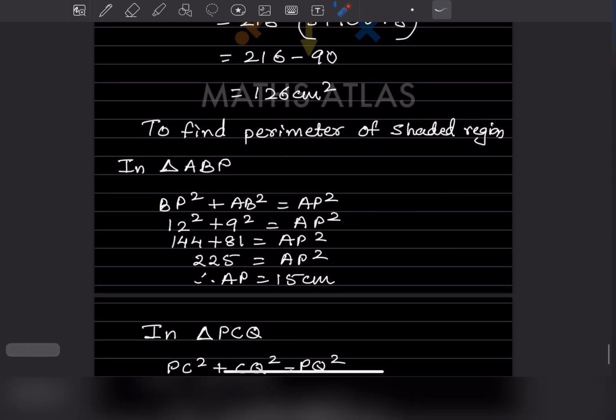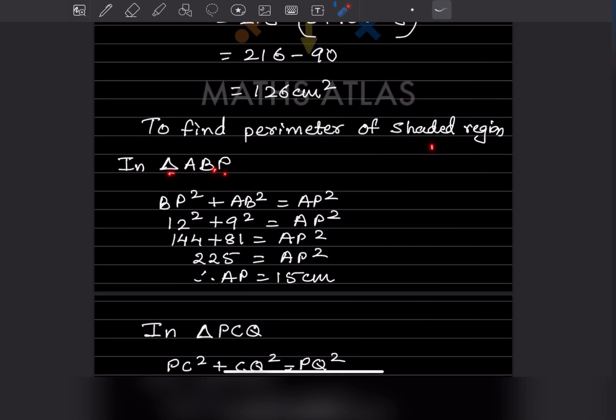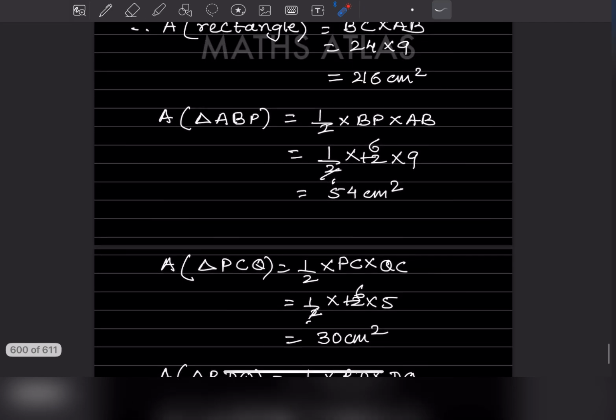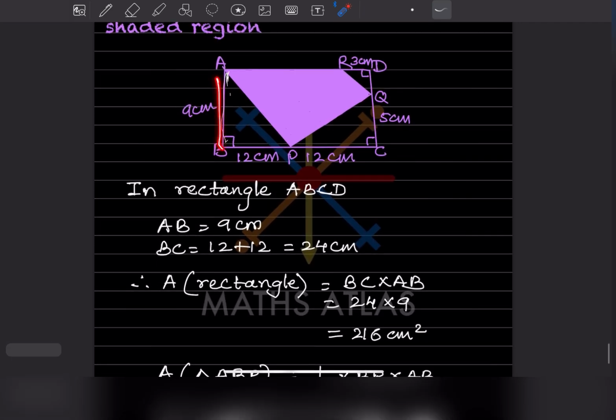So to find the perimeter of the shaded region, in triangle ABP, BP square plus AB square is equal to AP square. You will just put the values: 12 square plus 9 square is AP square. 144 plus 81 is equal to AP square. So this is going to be 225 is equal to AP square. So AP, when you take the square root of this, is going to be 15. 15 into 15 is 225. So we are done with this ABP. So this side is 15.